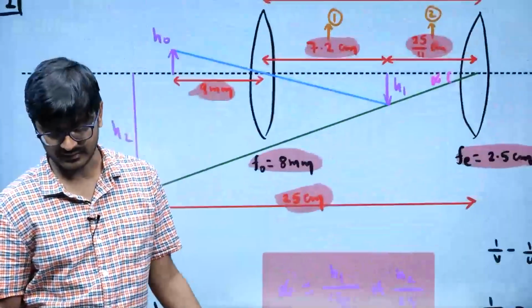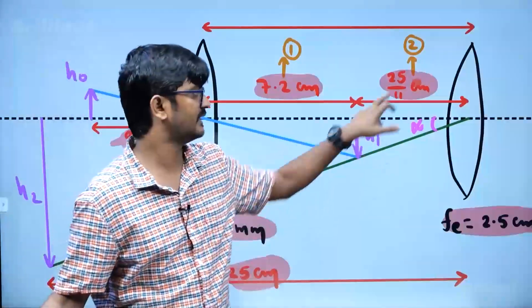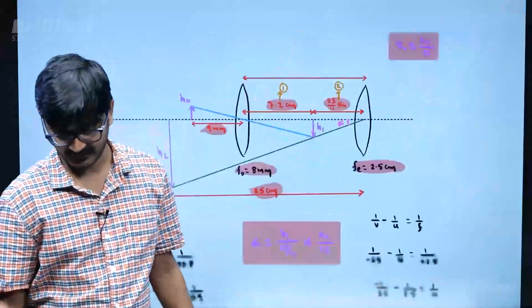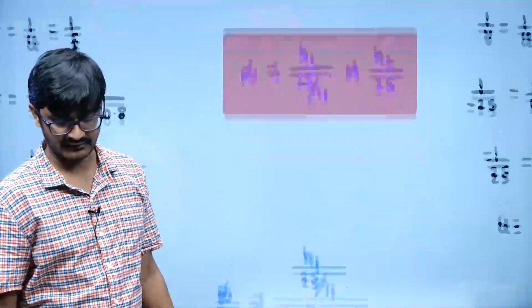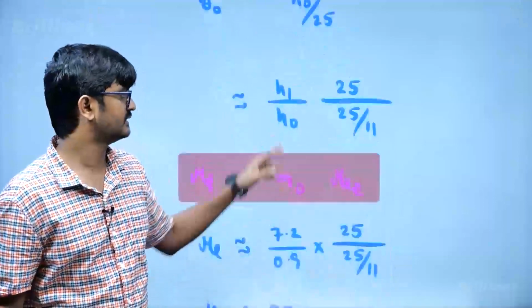So now I know pretty much everything. Now what is alpha? Alpha will be h1 by this much, or h2 by 25, right? So alpha will be h1 by 25 by 11, or h2 by 25. Now I need to find alpha by theta naught. h1 by 25 by 11 divided by h0 by 25, which is h1 by h0.